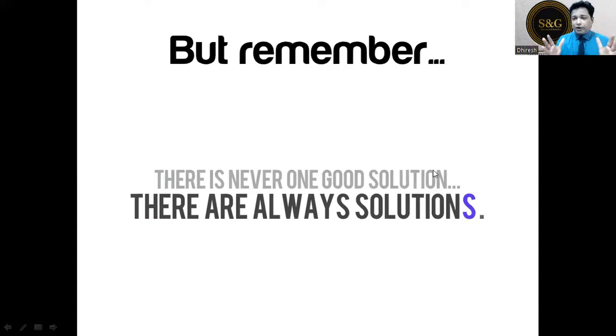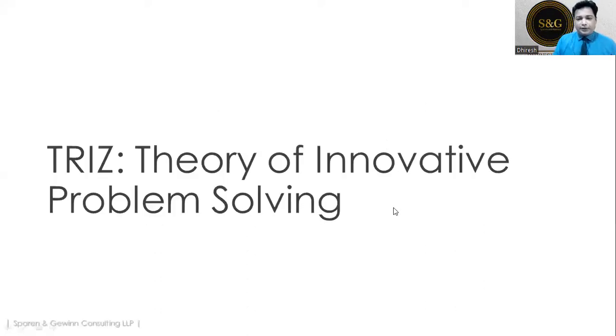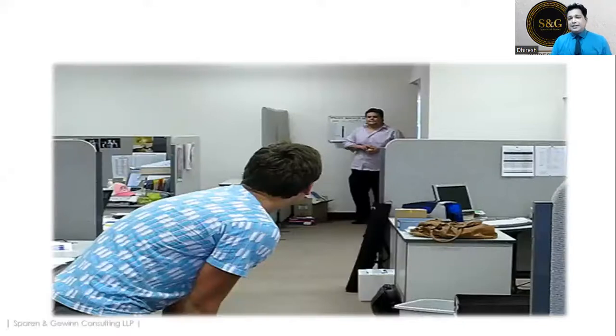Those are 40 principles. We are going to learn the genesis of them, how they were derived, what the basics are, and how we can use them for our solution identification. So this is TRIZ, the theory of inventive problem solving, or TIPS as we can also call it. Now let's take a simple example.